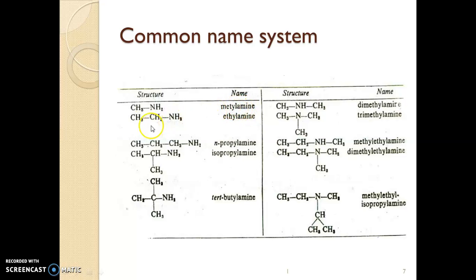In the same way you have to tell the name of this second structure, CH3CH2NH2. Identify the alkyl group. Yes, it is ethyl. Now after ethyl you have to add the suffix amine, so it will be ethyl amine. In the same way, this is n-propyl amine, this is isopropyl amine, tertiary butyl amine, dimethyl amine, trimethylamine, methyl ethylamine, then dimethyl ethylamine, and last is methyl ethyl isopropyl amine.